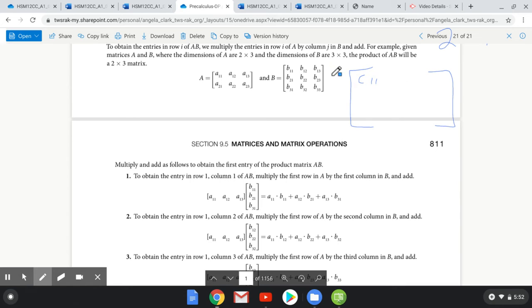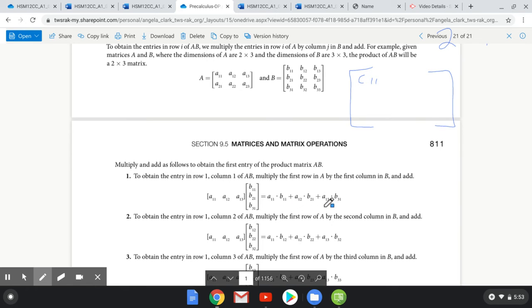That's my new one. To find C11, I have to do the dot product of the first row of A and the first column of B. So that's what they've got down here. Row 1 of A, column 1 of B. And I'm doing a dot product, which basically just means I multiply the first one times the first one, plus the second one times the second one, plus the third one times the third one. And that's a dot product. So I'm doing the dot product of these two.